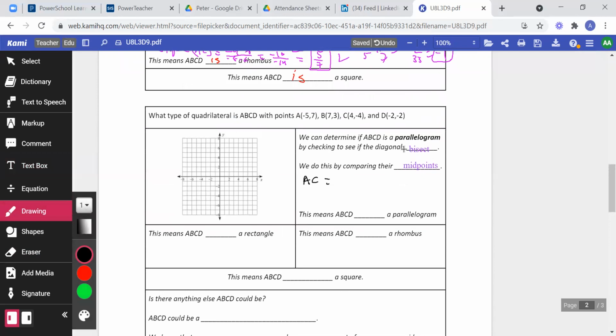So finding the midpoint of AC: A to C, 4 minus 5 over 2, and minus 4 plus 7 over 2. Then the average here is minus 0.5, comma 1.5. So if you do your calculation very well, here too you find the midpoint of BD.